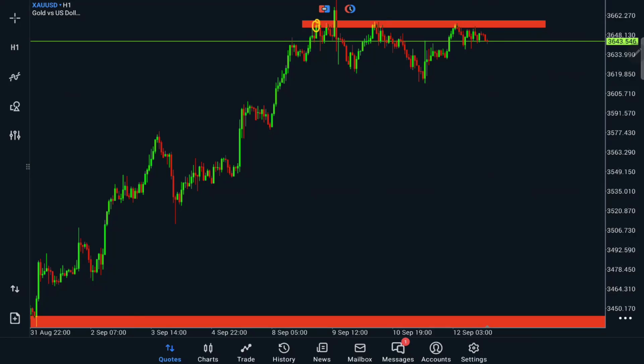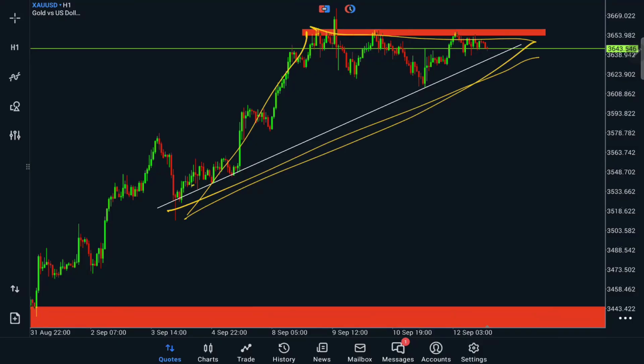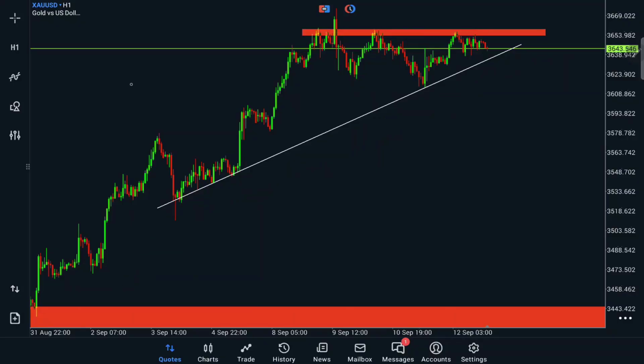As you can see, 1 time, 2 times, 3 times, and the 4th time the market touched that area and respected it, and there was a fake breakout. And if I draw the support trend line, now what you can see is a triangle channel, a bullish triangle channel. And we have to wait till that particular area.